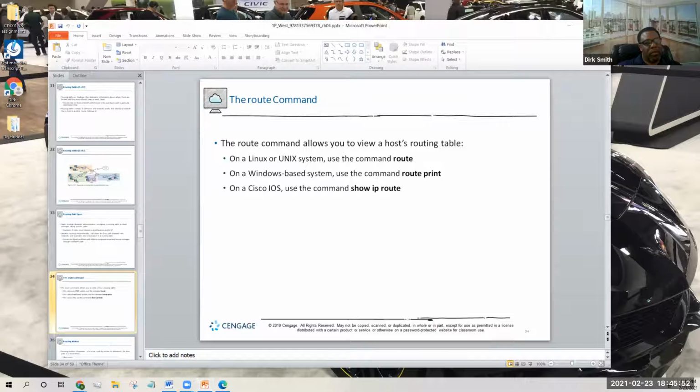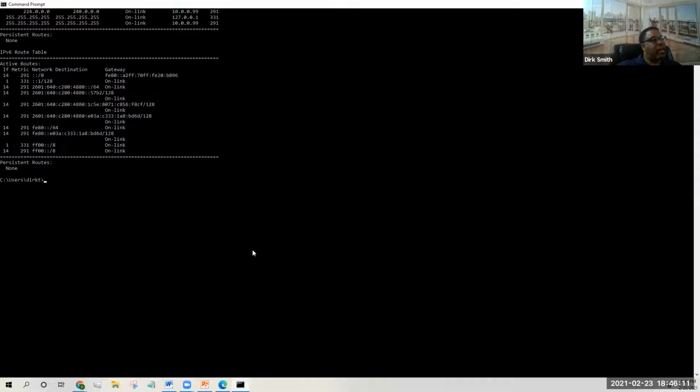I don't think I have a routing table here, but let's see. Just a little bit here. Let's see what we got here.